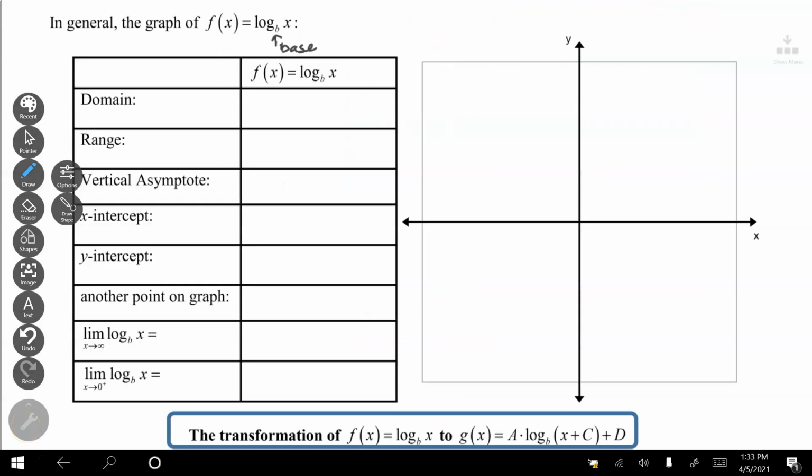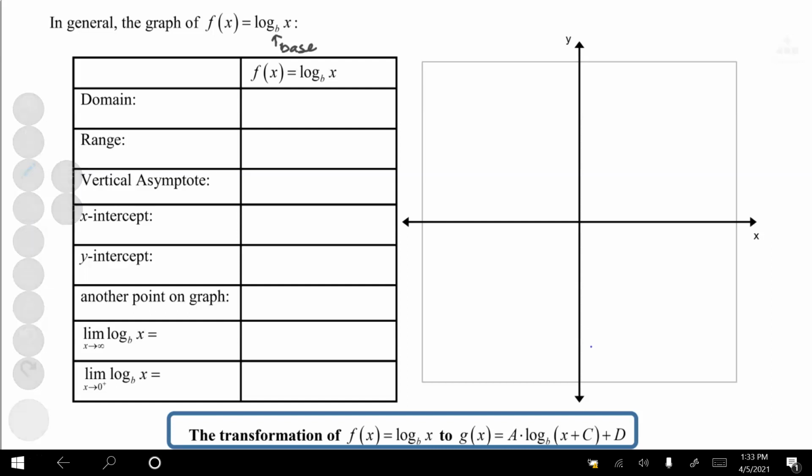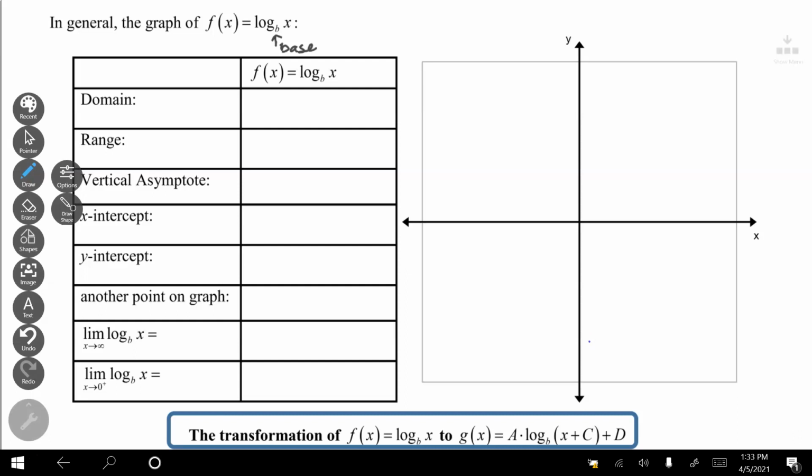So let's talk about what a graph looks like in general for a log graph. That little b is the base. Every graph is going to look like this. This is what we did on the previous page. The graph is going to look like this curly graph. And the point that it goes through right here is always going to be the point 1, 0. The next point on the graph will be b, 1.